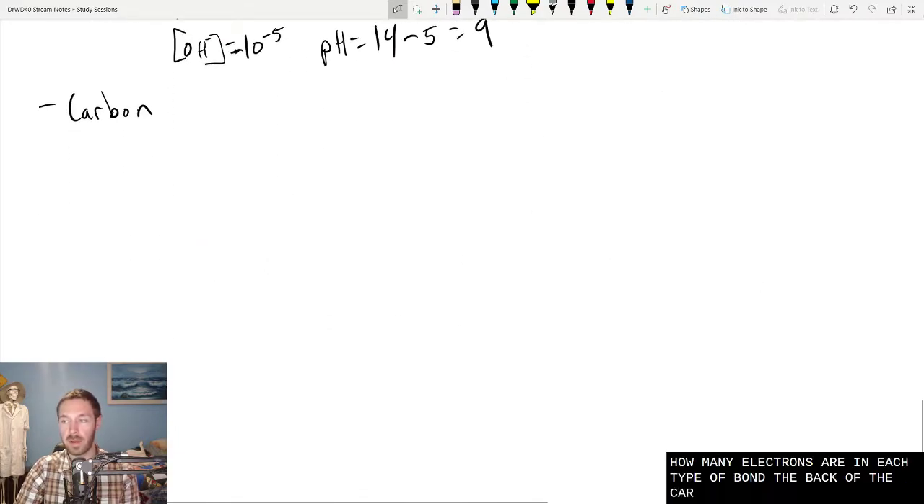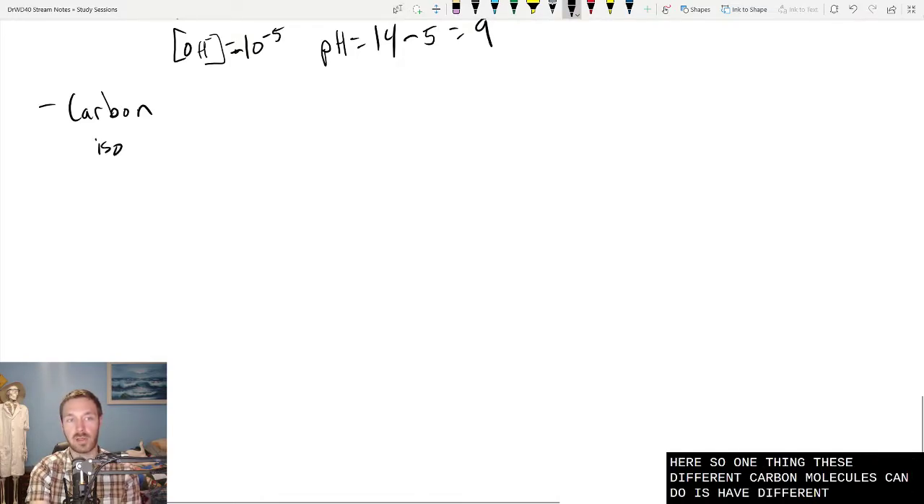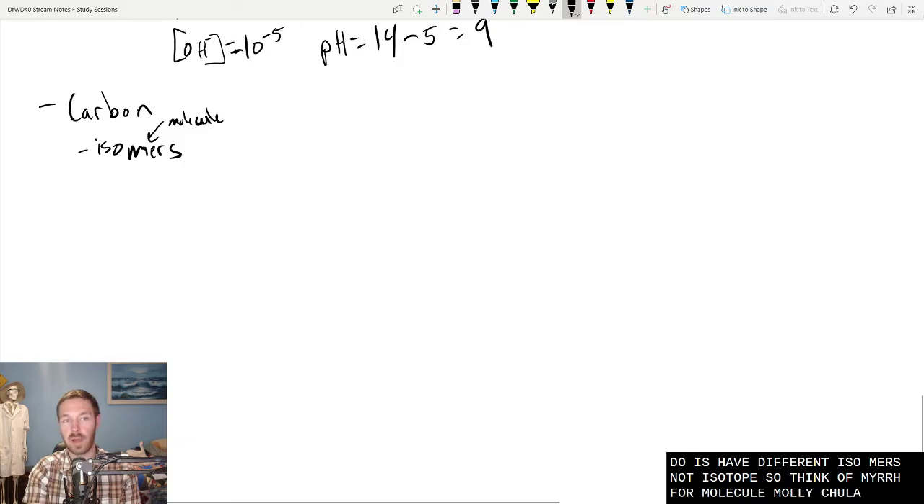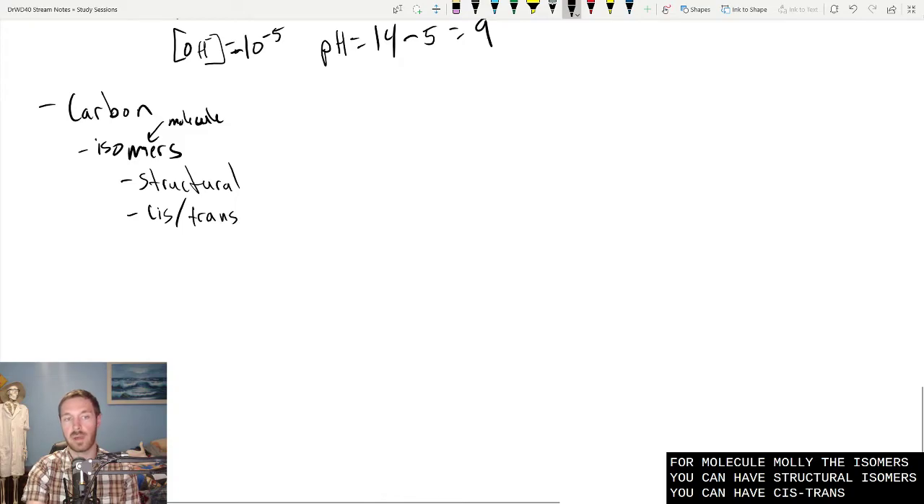Then back to carbon here. So one thing these different carbon molecules can do is have different isomers, not isotopes. So think of mer for molecule. So isomers, you can have structural isomers. You can have cis-trans isomers.